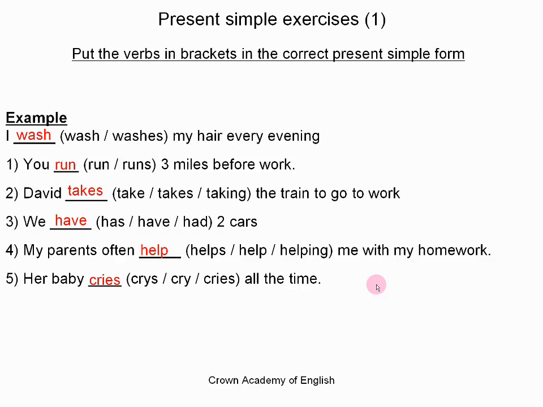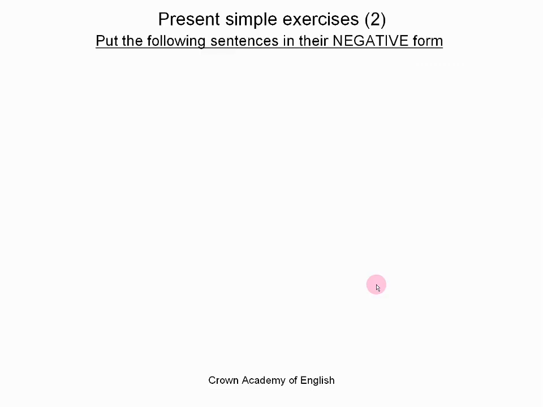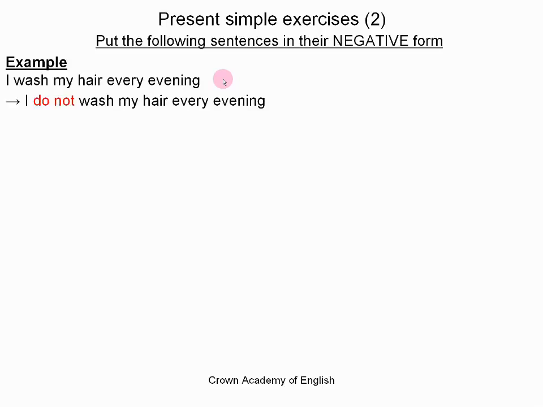Let's move on to exercise 2. This one is similar, except this time I'm asking you to put the following sentences in the negative form. For example, I wash my hair every evening. That's the affirmative. And when we put that in the negative form, the answer is, I do not wash my hair every evening.